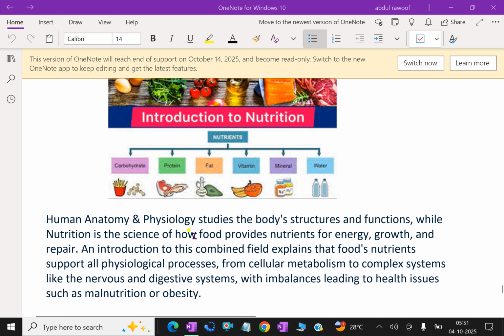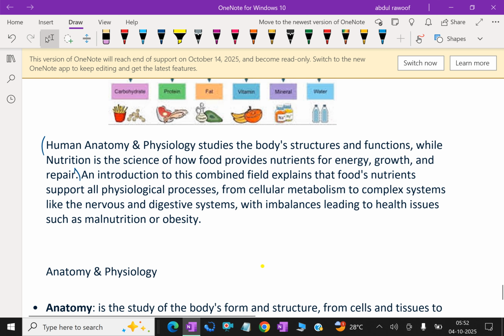Human anatomy and physiology studies the body's structure and functions, while nutrition is the science of how food provides nutrients for energy, growth, and repair. An introduction to this combined field explains that food's nutrients support all physiological processes, from cellular metabolism to complex systems like the nervous and digestive systems, with imbalance leading to health issues such as malnutrition or obesity.